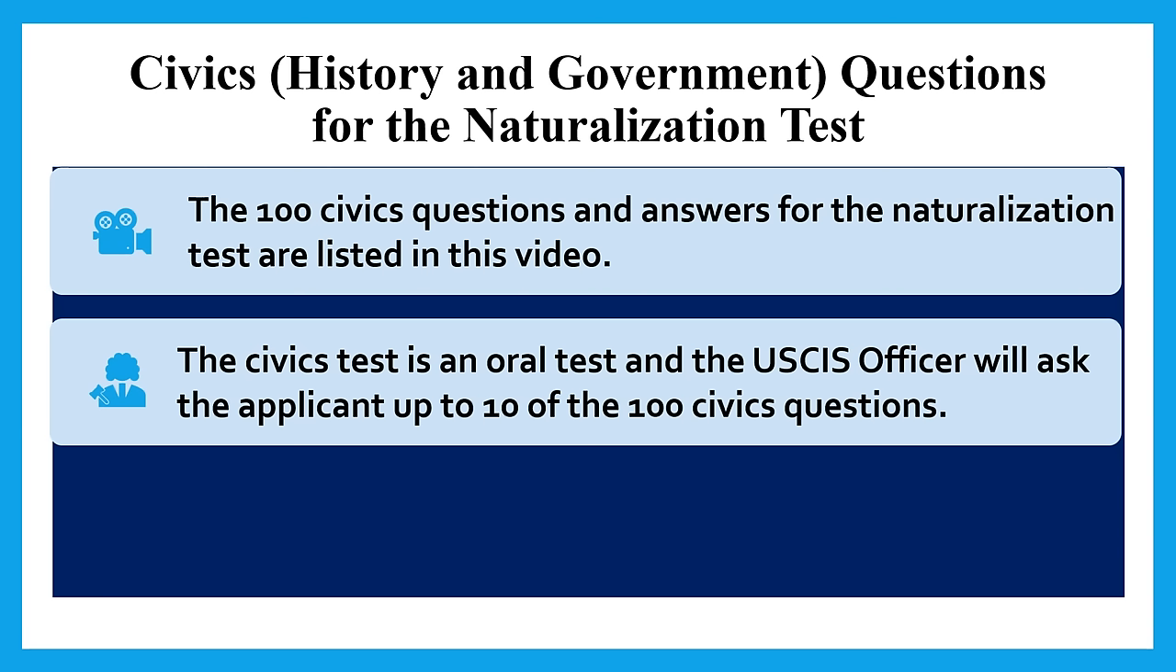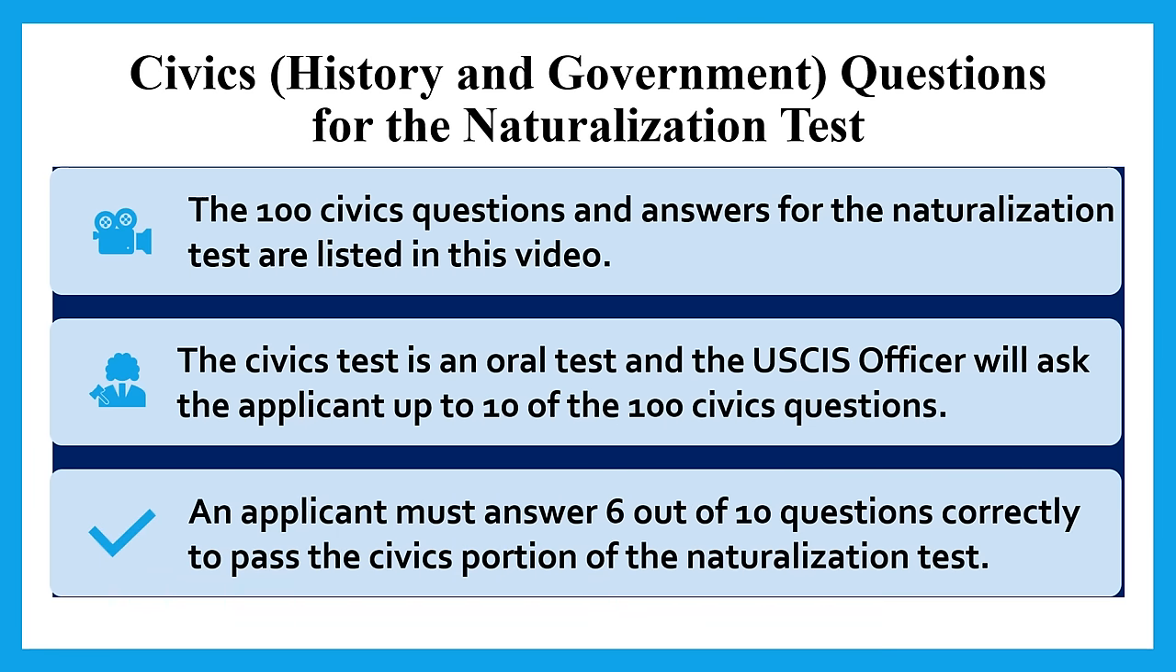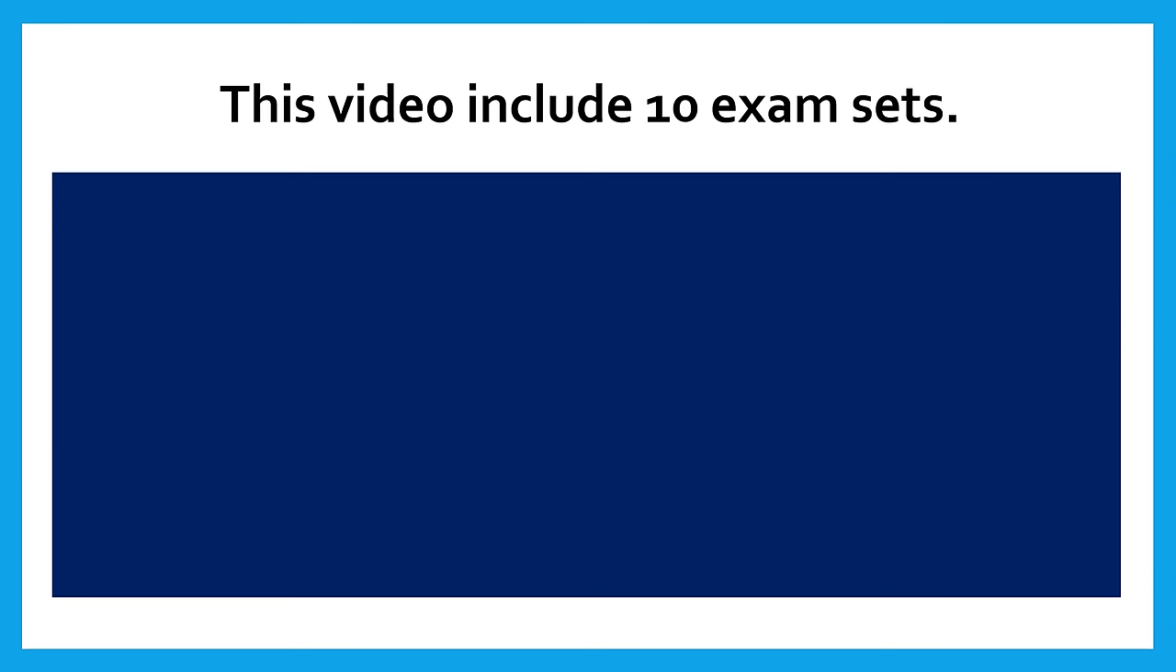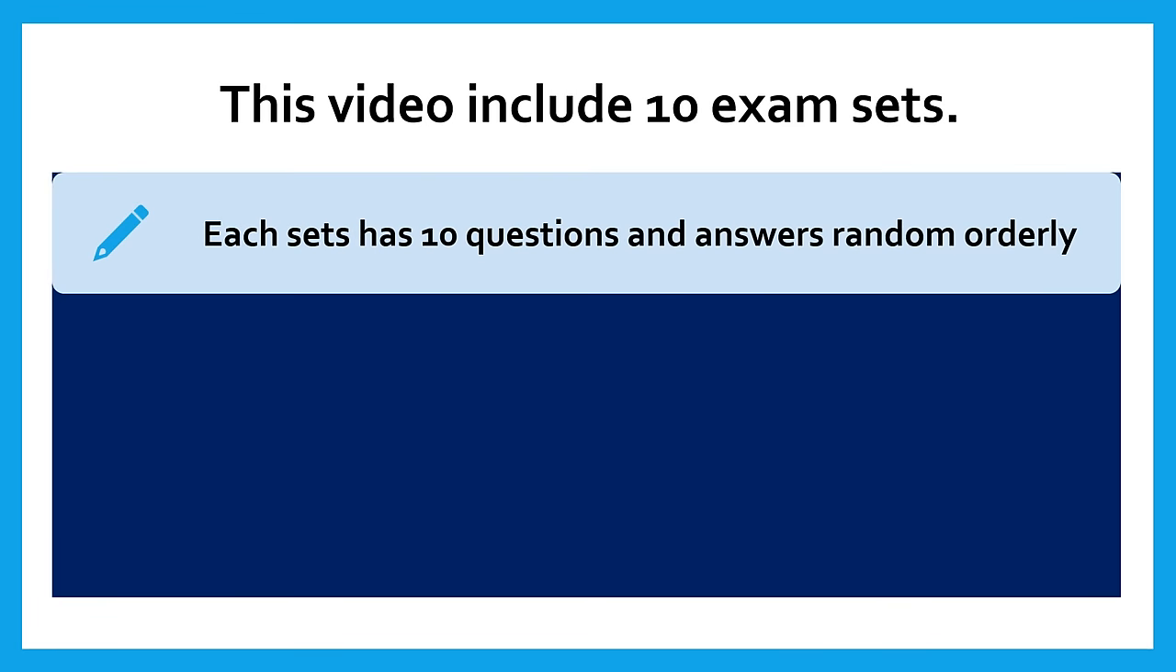The civics test is an oral test, and the USCIS officer will ask the applicant up to 10 of the 100 civics questions. An applicant must answer 6 out of 10 questions correctly to pass the civics portion of the naturalization test. This video includes 10 exam sets. Each set has 10 questions and answers randomly ordered.